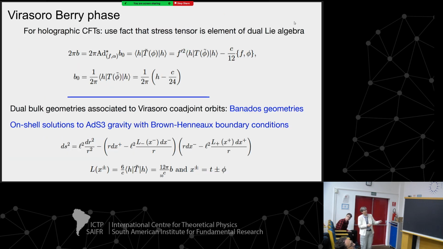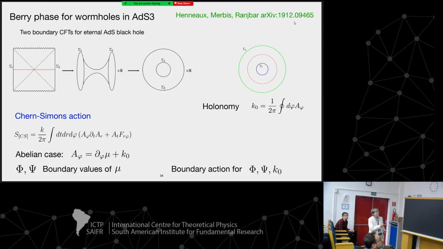You can actually use this to also construct the gravity dual by using the Fefferman-Graham construction in this AdS3 setting. There's a very nice connection with the Brown-Henneaux transformations and the Bañados geometries. Okay, let me skip all this now. I'm done in 1 minute.